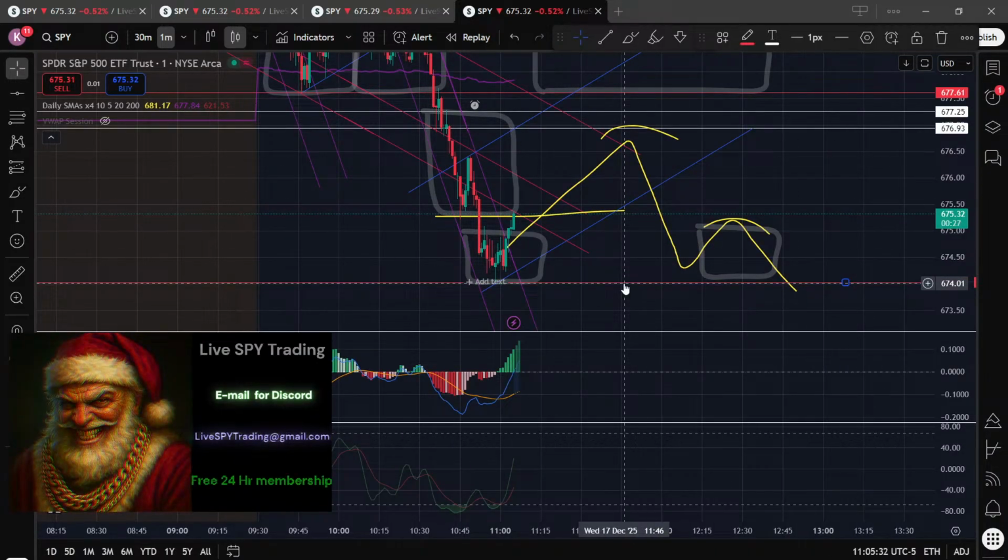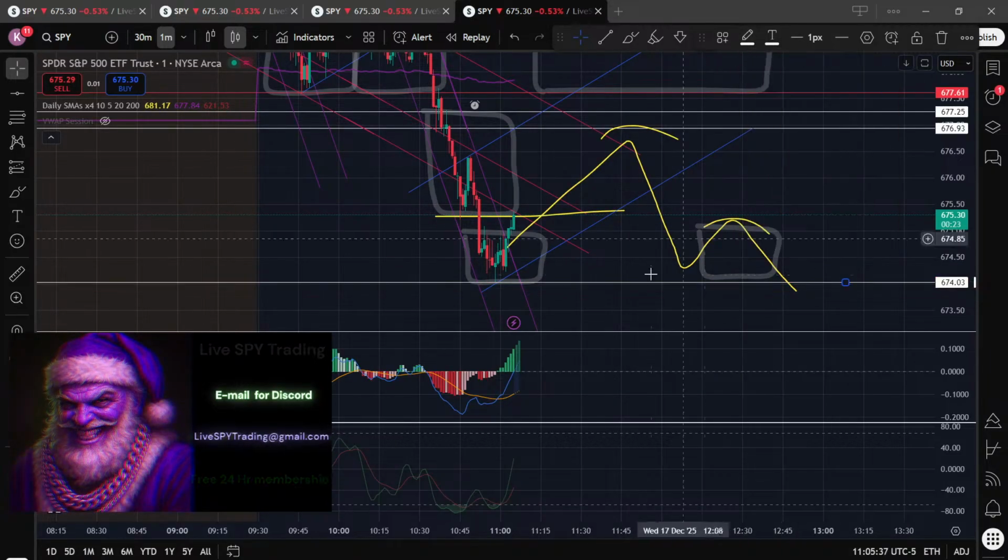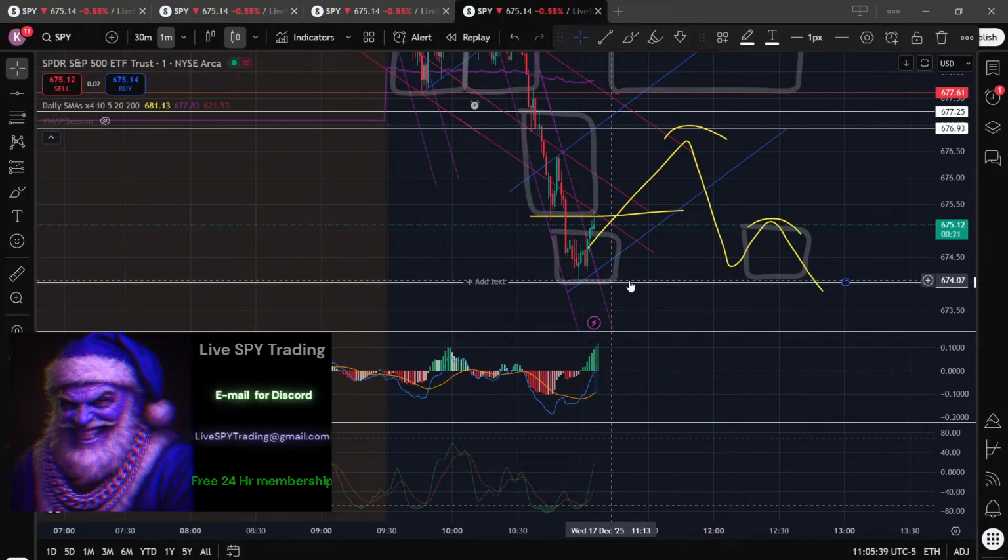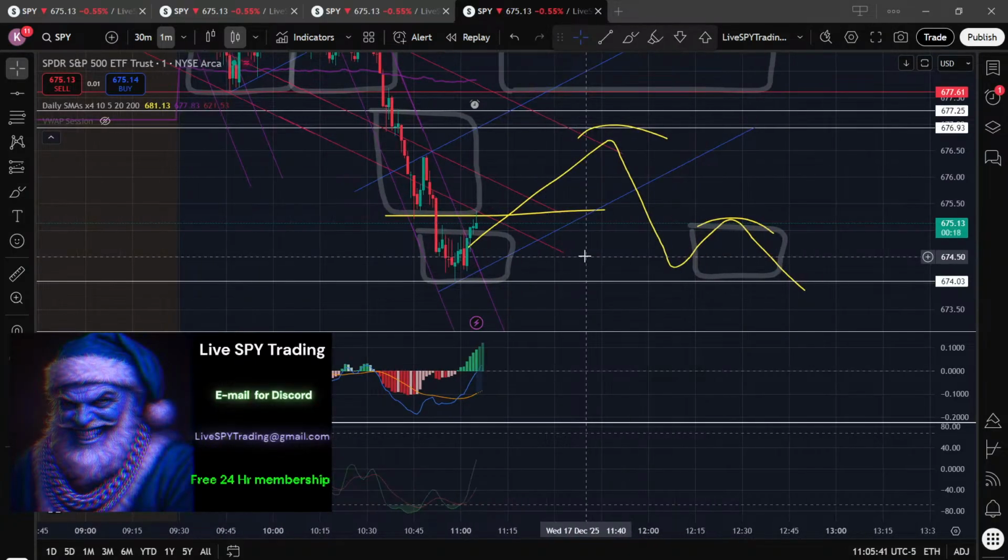Man, I'm just gonna mark out the low of the day. I'm not gonna put it red. I'm gonna mark out the low of the day where it's not ready for red yet.